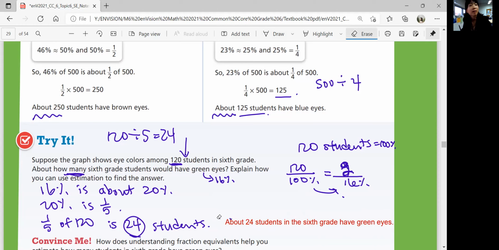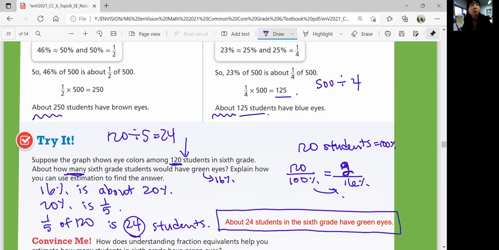That's such a bad rectangle. Let me try that again. There you go. That's so much better.